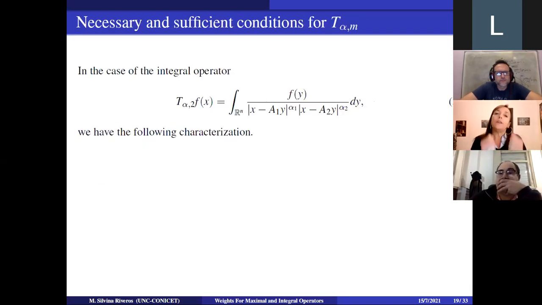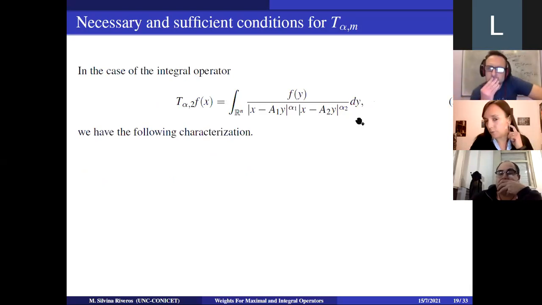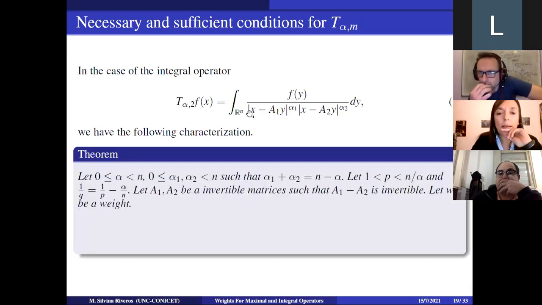And now I want to consider this operator. I put m equals 2 because it's easier to write. Consider this operator. We have the following: alpha is greater than or equal to 0 and less than n, and alpha 1, alpha 2, when I sum them up, give n minus alpha.